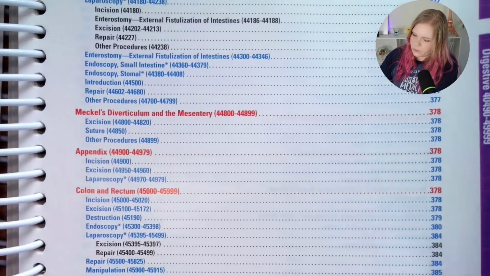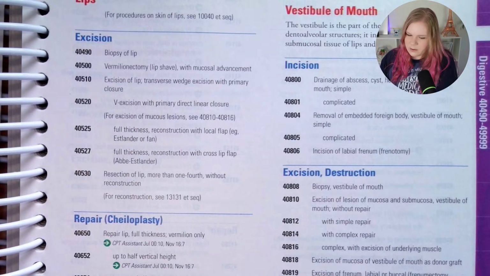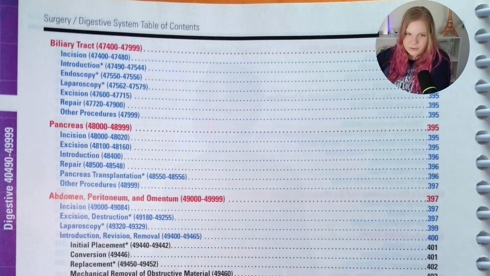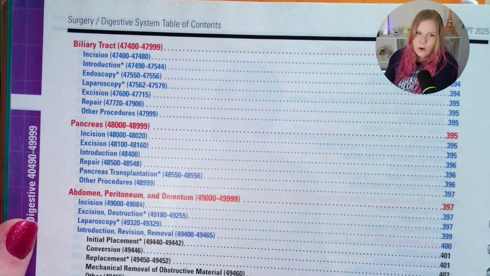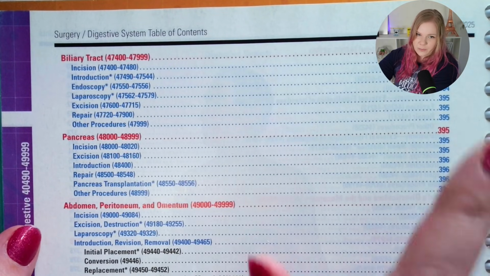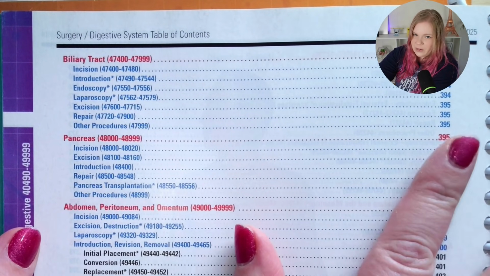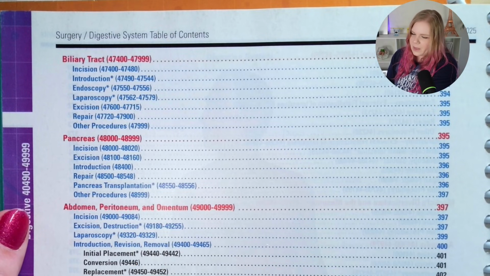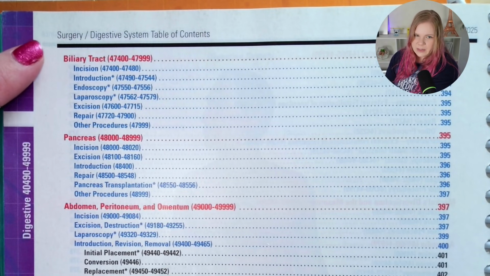So if we're looking for gallbladder, we will find it in, here we go, biliary tract. Now, depending on which version of the book and which edition and which year, you might have different pages. Don't pay as close attention to the pages because those might have changed. They're going to change in 2026 and 2027. But what we're really looking for is paying attention to the directory.